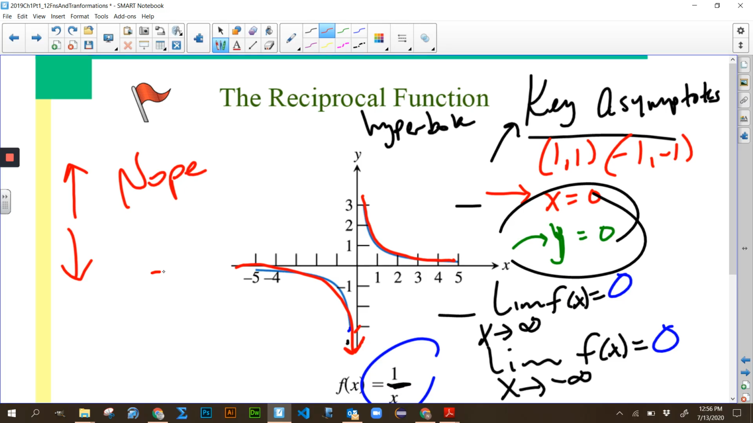Remember, these are intervals, so these are x coordinates. From negative infinity up to 0, it's decreasing. But then it stops, and it doesn't include 0 because there's an asymptote there. And then it pops over the 0, and from 0 all the way to infinity, it also is decreasing. So that decreases on its entire domain.